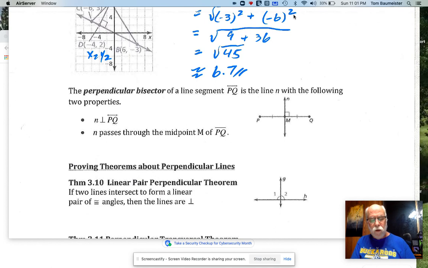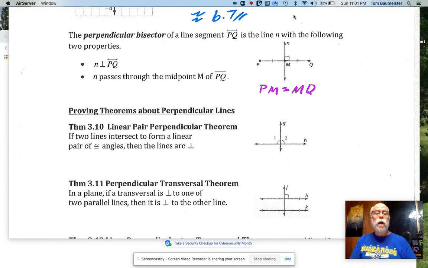All right. So now the next one is we have a couple of things to talk about. The perpendicular bisector of a line segment PQ is the line N with the following two properties. N is perpendicular to line segment PQ, and N passes through the midpoint of PQ. So what does it mean when it passes through the midpoint? It tells us then that PM is equal to MQ.